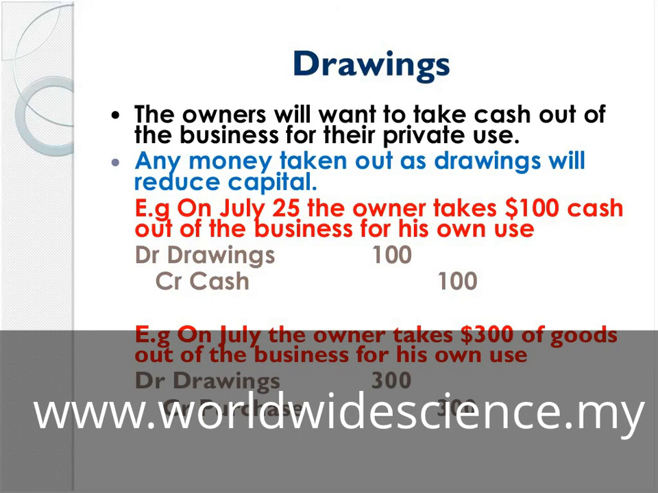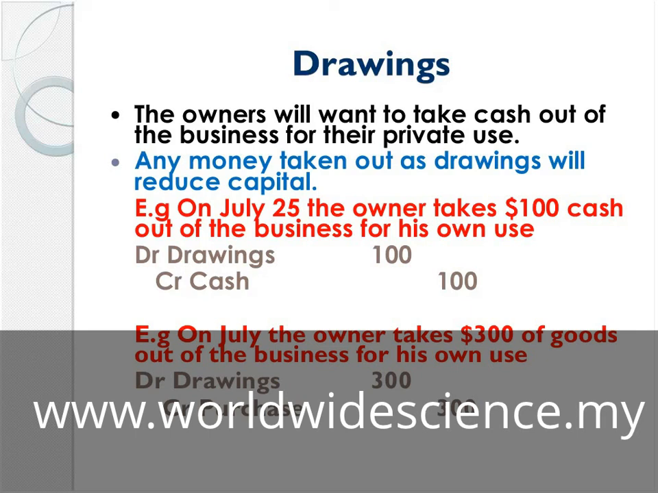Drawings means we are going to draw this money from our account. So we show that as debit drawings 100, and credit cash, which decreased by $100 US. You see, our $100 US will be decreased in the capital and in the cash.